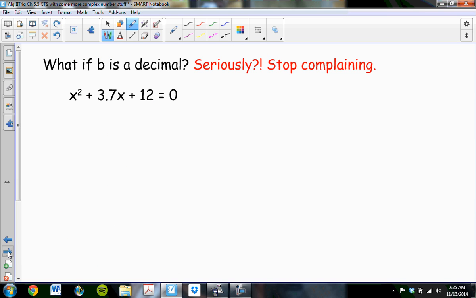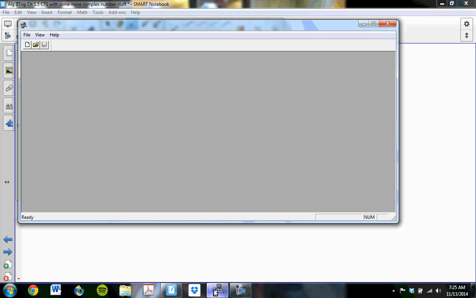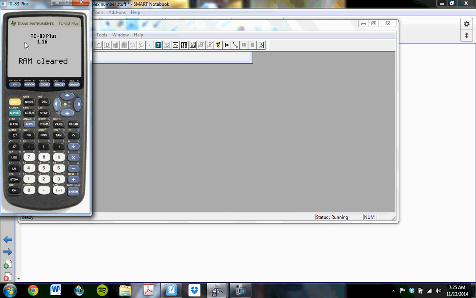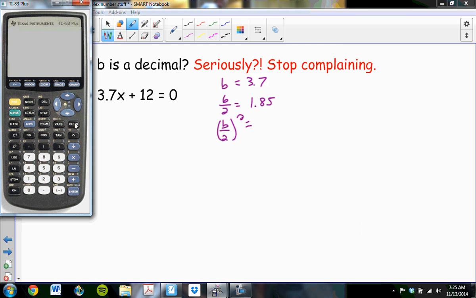Just do two more. Here I've got a decimal. Fine, you have decimals, live with it. b is 3.7, so b over 2 is 1.85. So b over 2 squared is whatever 1.85 squared is. Divided by 2, so make sure I got that right, 1.85. Square that, 3.4225.